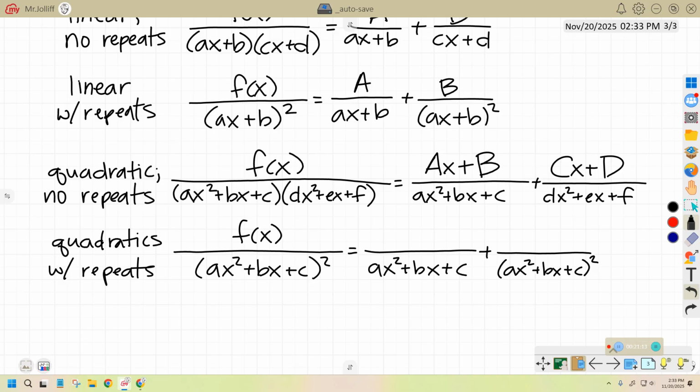What goes in the numerator? One power less than the denominator. The x, good. Ax plus b, cx plus d. You'll notice I'm using capital letters in the numerator to help keep track of those constants and keep them separate from the bottom. So we usually use capital letters in the top of our PFD process.